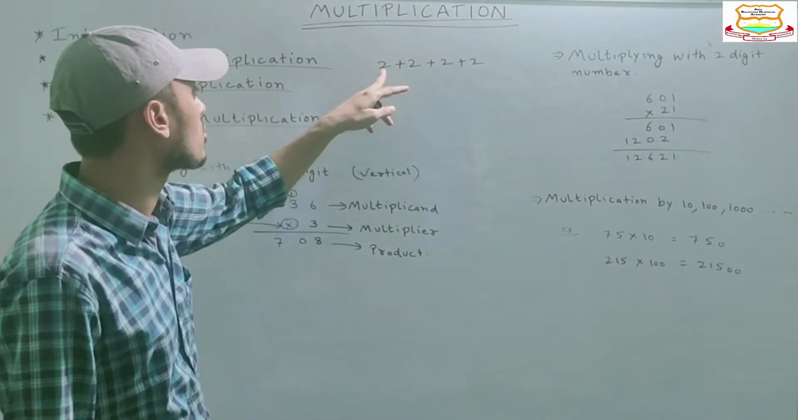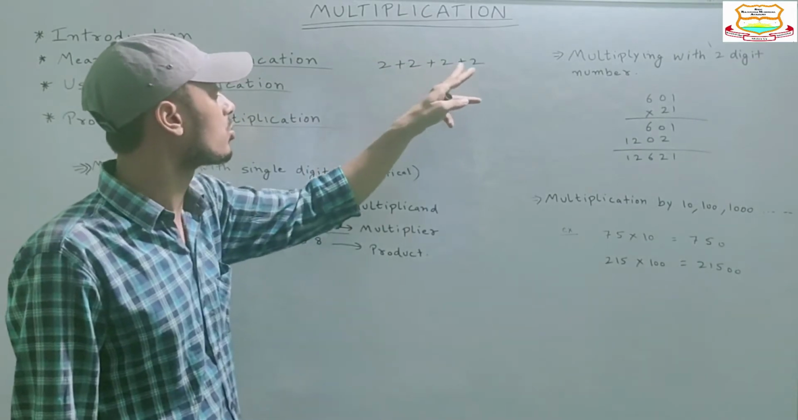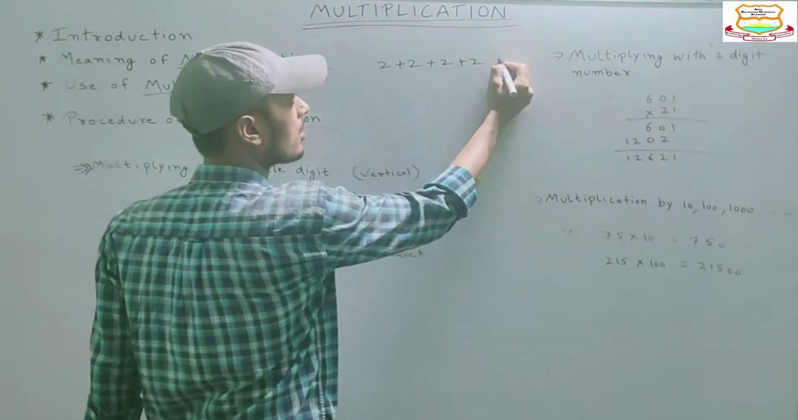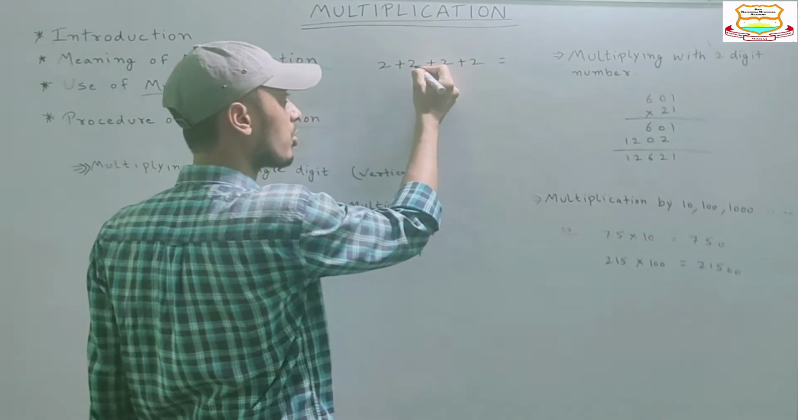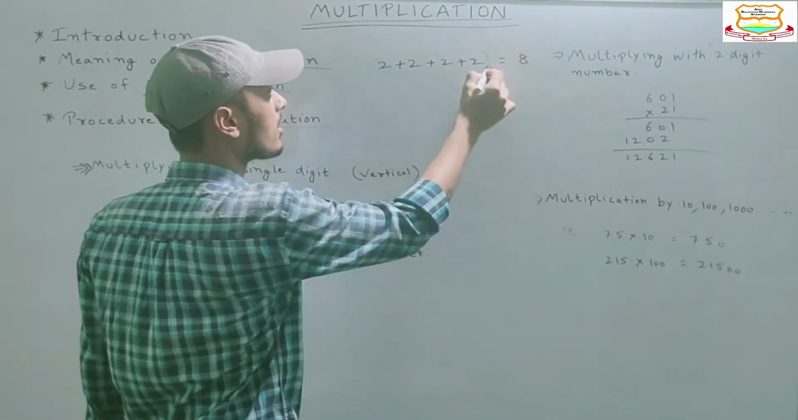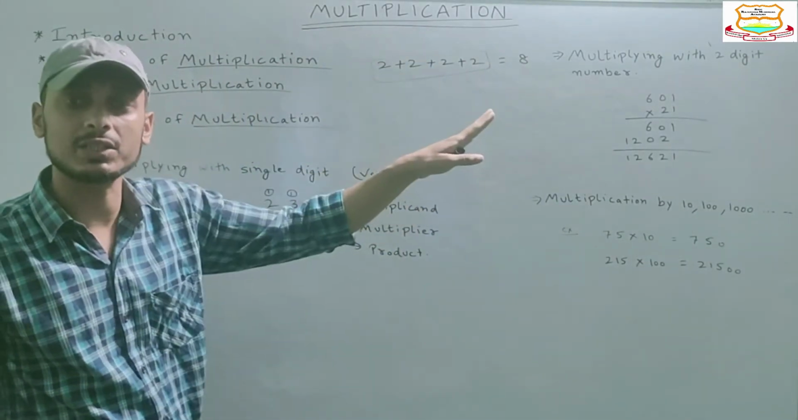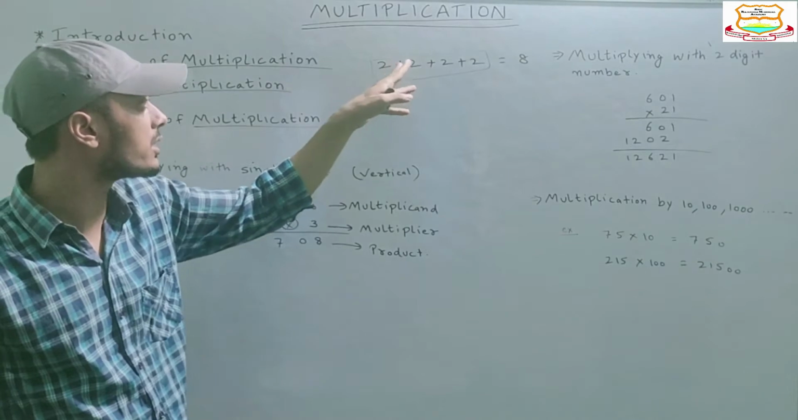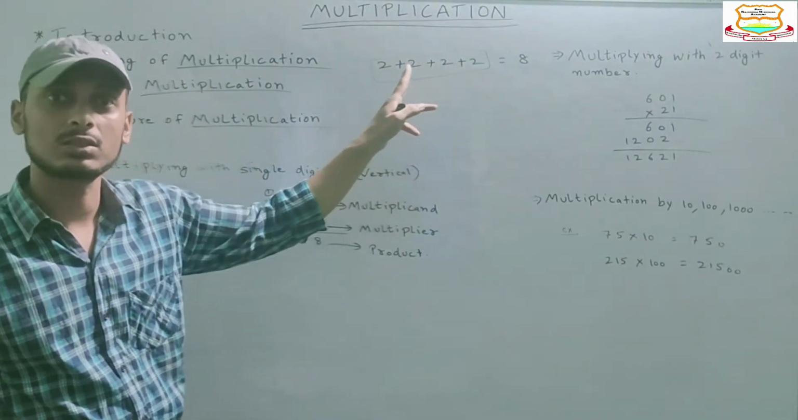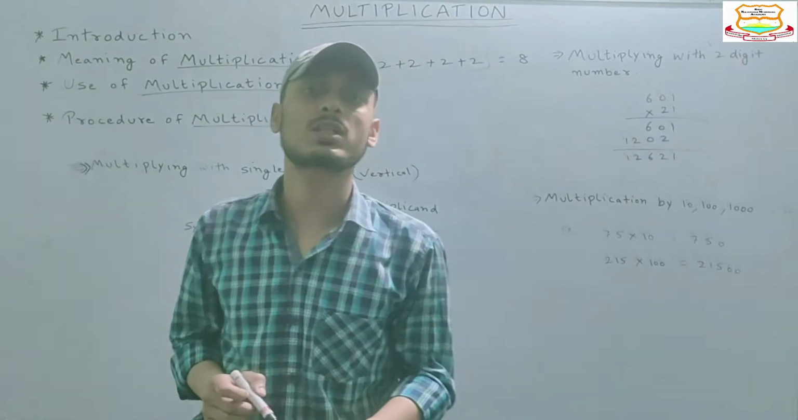Suppose we want to add 2 four times. 2 plus 2 plus 2 plus 2. How much we will get? 8. 2 plus 2 is 4, plus 2 is 6, plus 2 is 8. This is a repeated addition, means some digits are repeating. This is called multiplication.